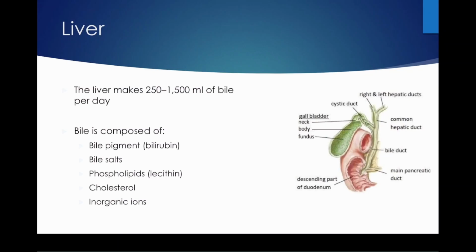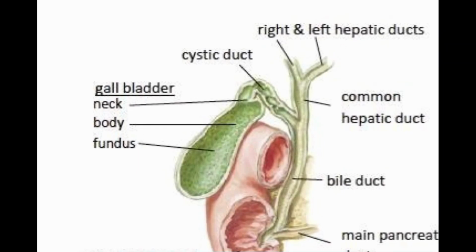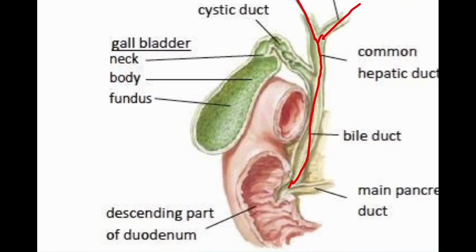Liver makes between 250 and 1,500 mLs of bile per day. Bile is made of bilirubin, bile salts, the phospholipid lecithin, cholesterol, and the inorganic ions. But again, the liver just stores it. So if you look at this picture here, the bile is produced from the liver. It comes all the way down. But when it comes down to here, what's closed? The sphincter of Oddi is closed. So this bile will back up again, and it works its way up, and it finally collects into the gallbladder. That's how we fill up the gallbladder with bile.